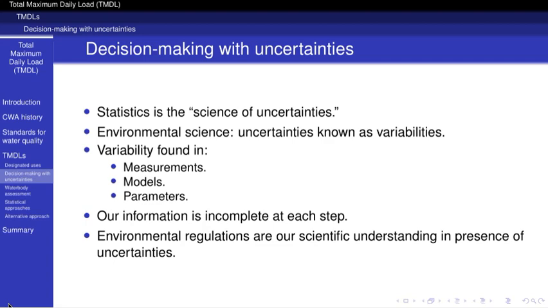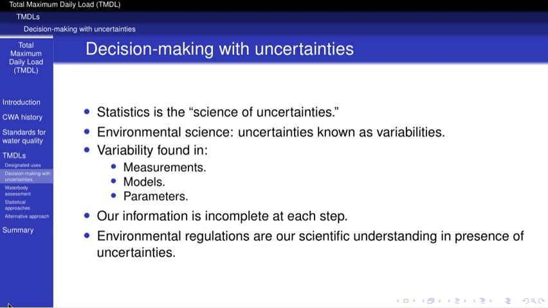For all environmental science, there are three components of uncertainties. First, measurement variability in the field and laboratory. Second, model variability in explaining data. Third, parameter variability in describing measurements and models, for example, means and variance. Although real-world systems may in principle be partly deterministic, our information is incomplete at each stage of observation, summarization, and inference, and so our understanding is clouded by uncertainty.